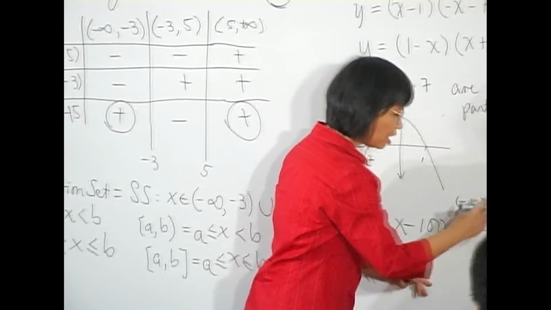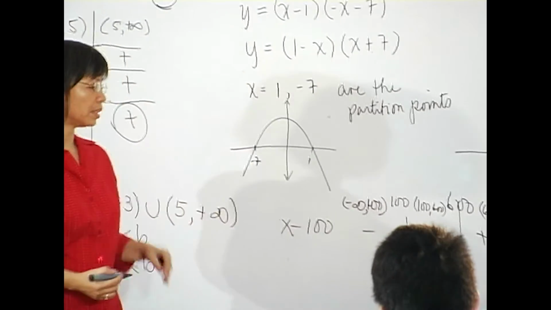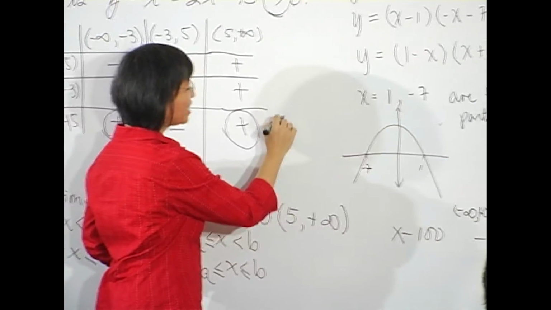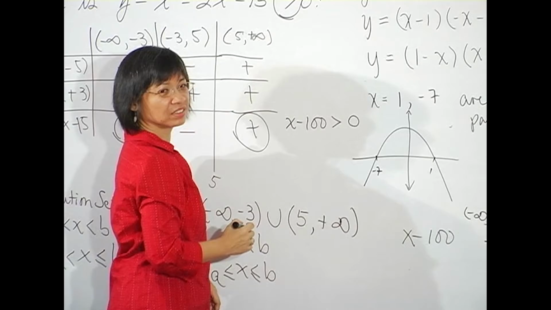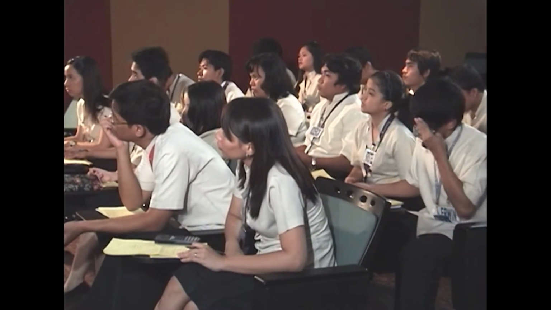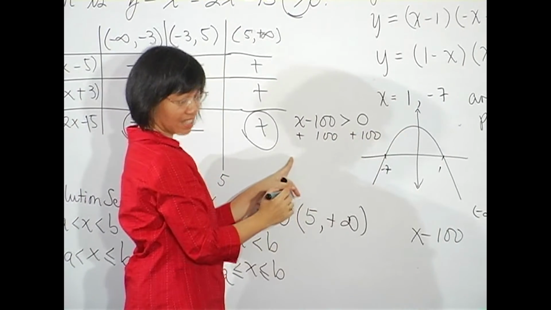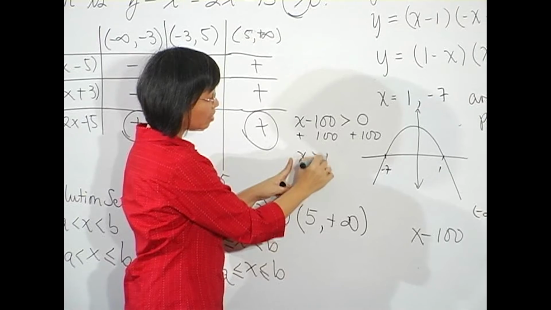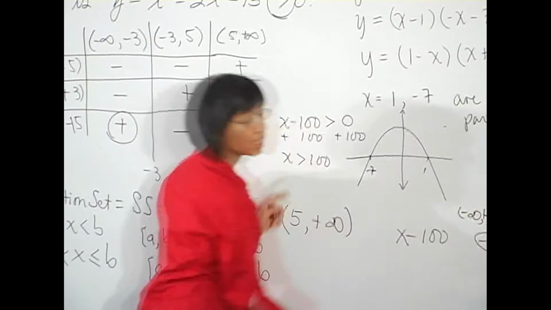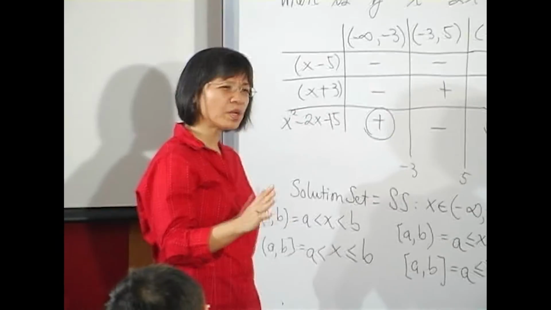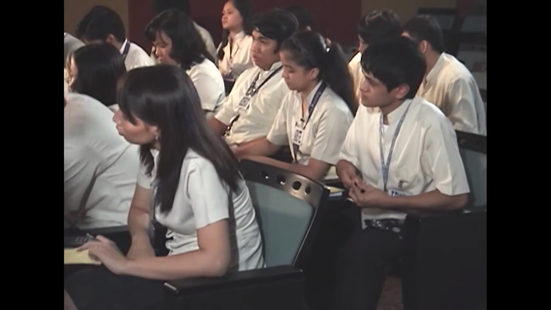And then, because 100 is your partition point, the other side should be positive. That's one way. Or if you recall your linear inequalities, when will this be positive? How do you solve this? You add 100 to both sides, so x is greater than 100. So to the right you get positive, and to the left is negative. There are several ways of filling up the table.